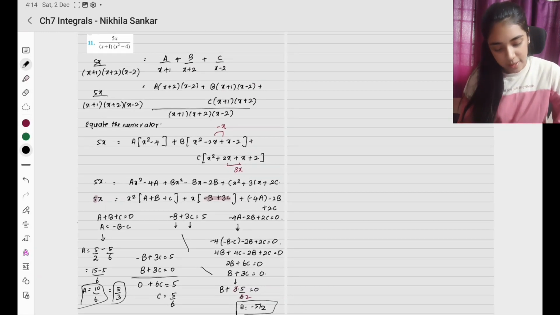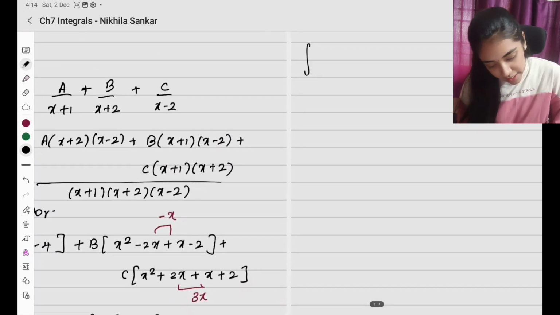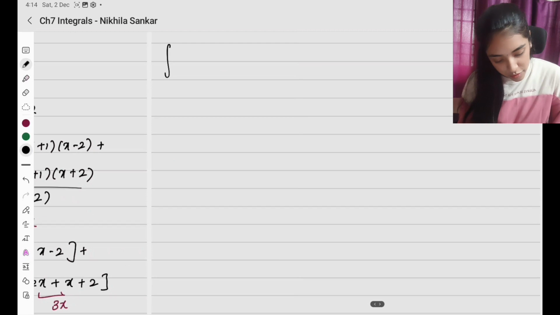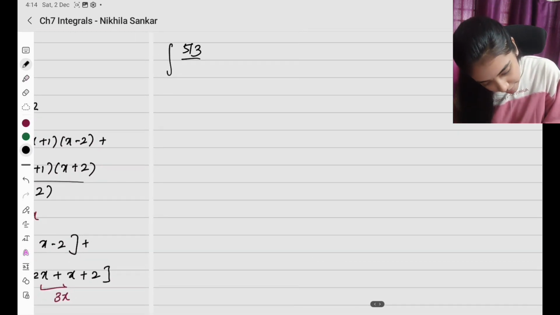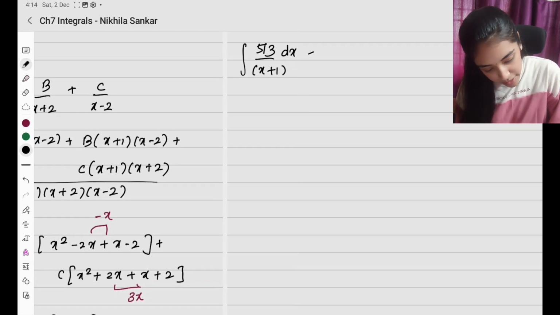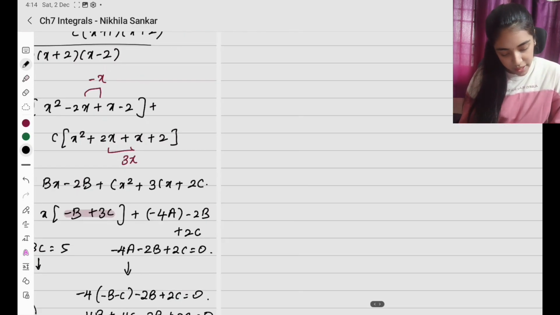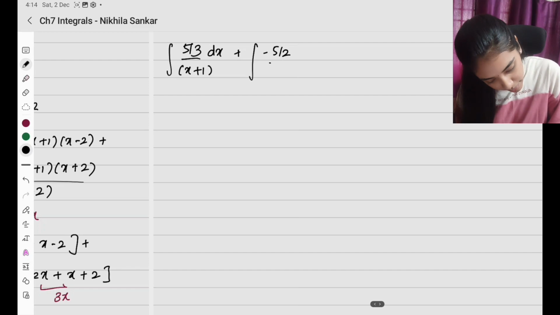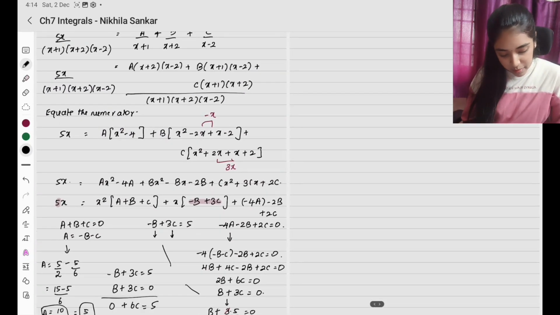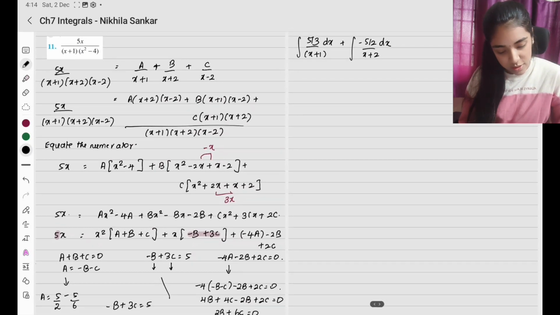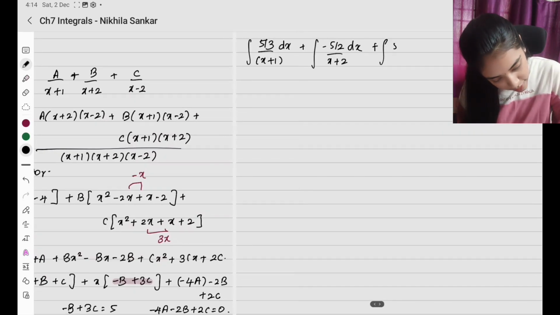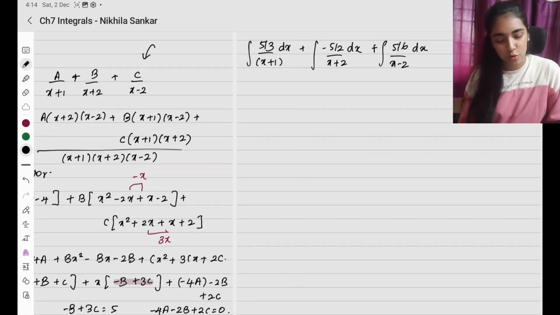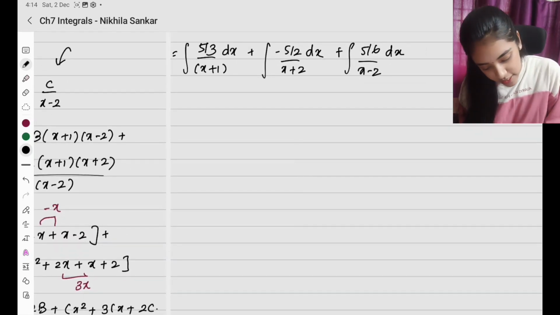When I substitute it in the integral, I have a divided by x plus 1. So 5 by 3 divided by x plus 1 times dx, b divided by x plus 2. The value of b is minus 5 by 2. So minus 5 by 2 divided by x plus 2 times dx, c divided by x minus 2. c is 5 by 6. So c is 5 by 6 divided by x minus 2 times dx. I substitute here.